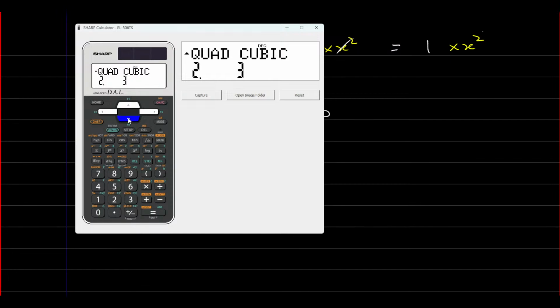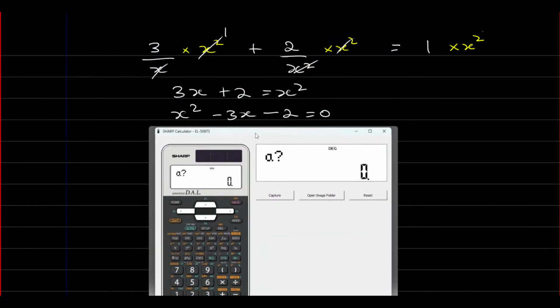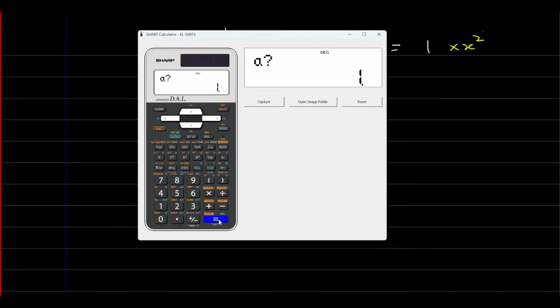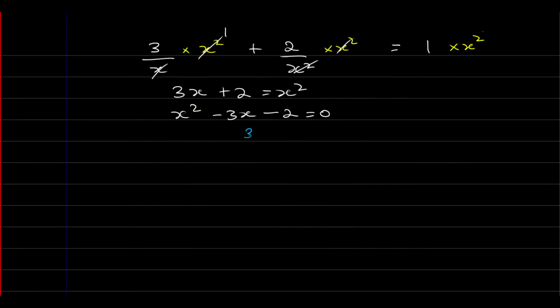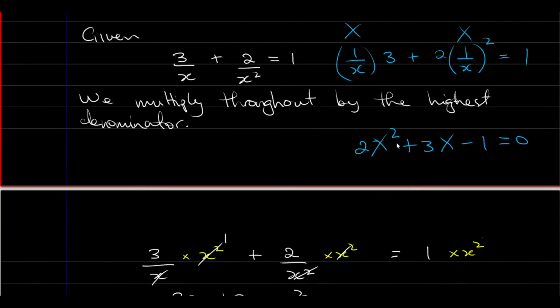Two value, quadratic, oh yeah, it's 2. Right? So we have a as being equal to 1, minus 3, minus 2. So 1, minus 3, minus 2. And you get 3.56 and negative 0.56. So right away you get x is equal to that. You can check this one as well.